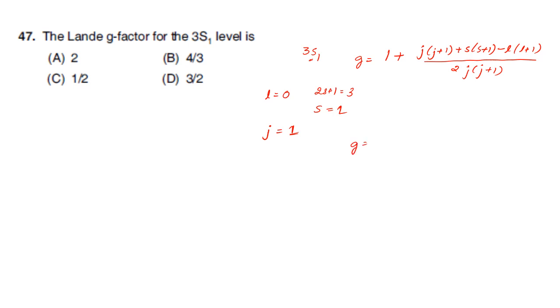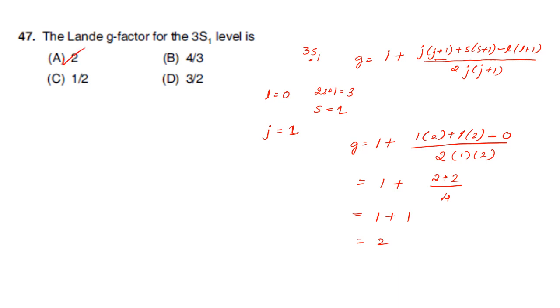Then G can be calculated by substituting the values of L, S and J. J is 1, so 1 plus [1 into 2, plus 1 into 2, minus L into L plus 1, that is 0] divided by 2J into J plus 1, that is 1 into 2, 1 into 2. So 1 plus 4 divided by 4, that is 1 plus 1, which is equal to 2. Option A is correct.